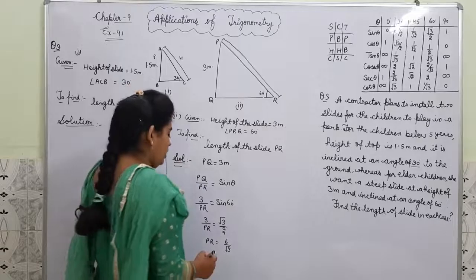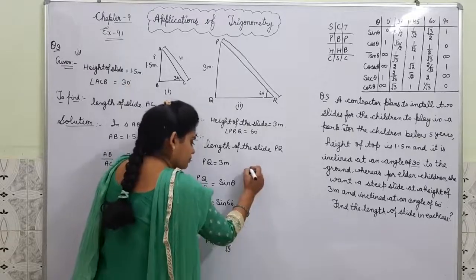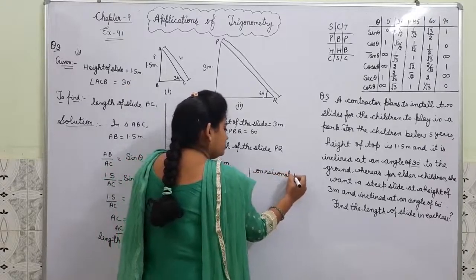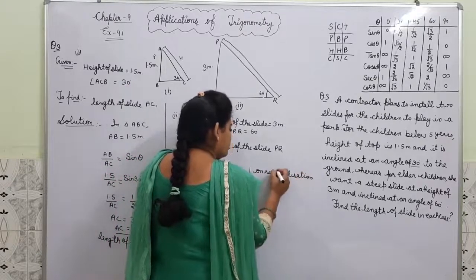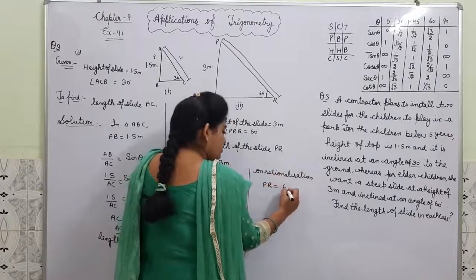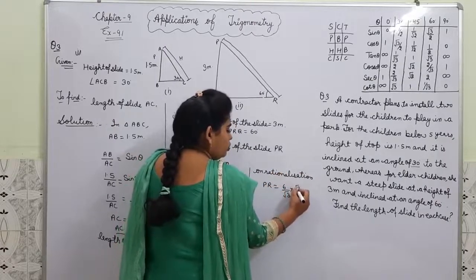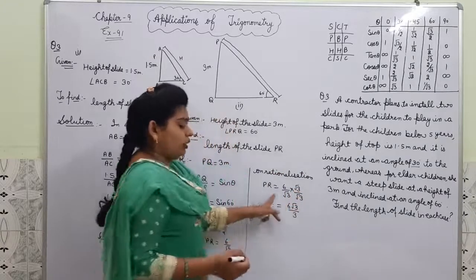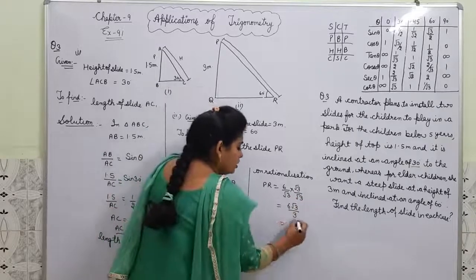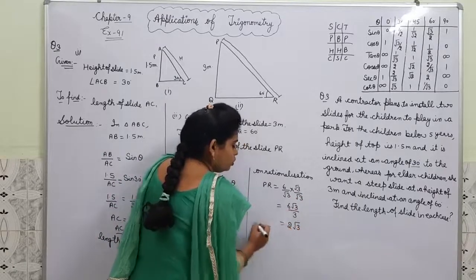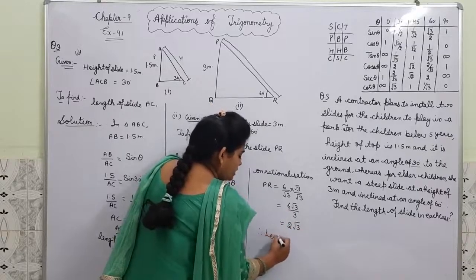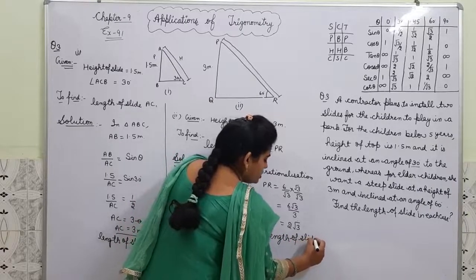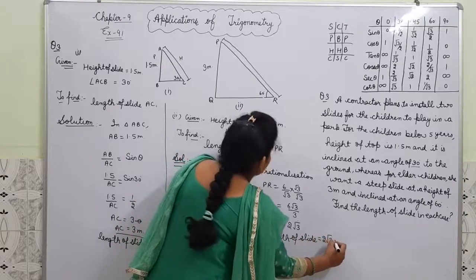And what we will do here, we will do rationalization. On rationalization, PR will be equal to 6 by root 3 into root 3 by root 3, means 6 root 3 by 3, because root 3 into root 3 we will get 3. 3 twos are 6, so 2 root 3. So, in this case, the length of slide is 2 root 3 meters.